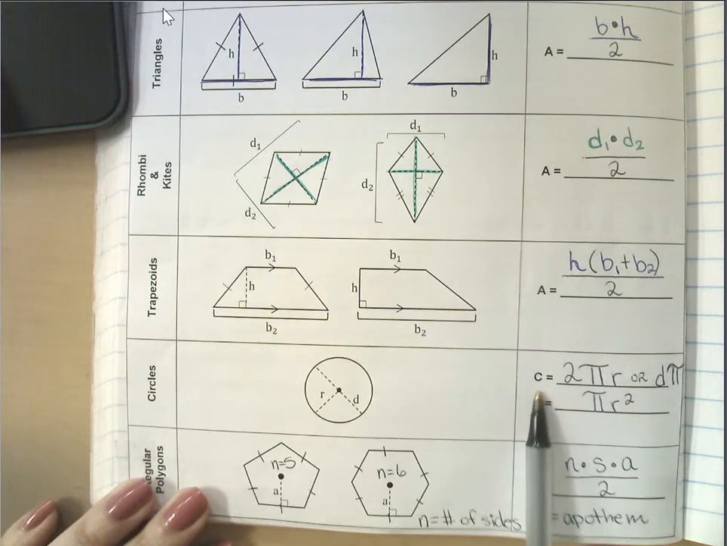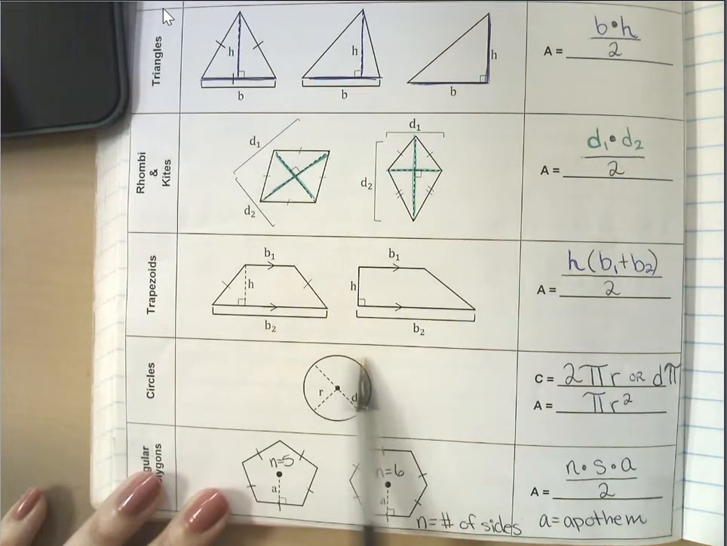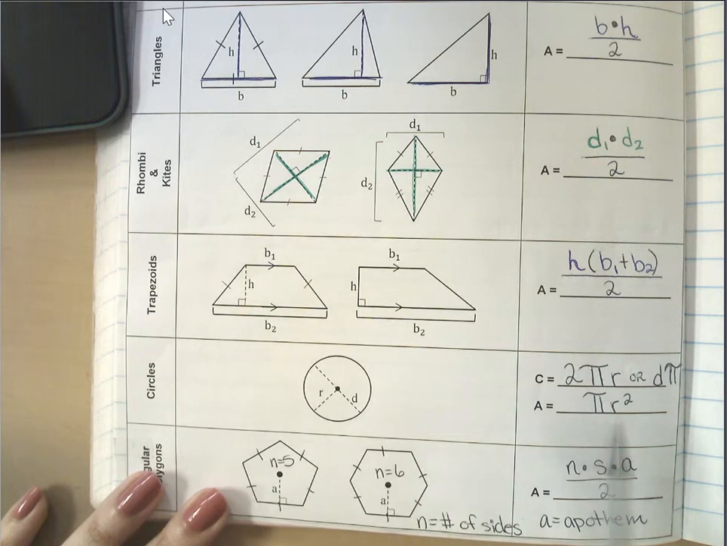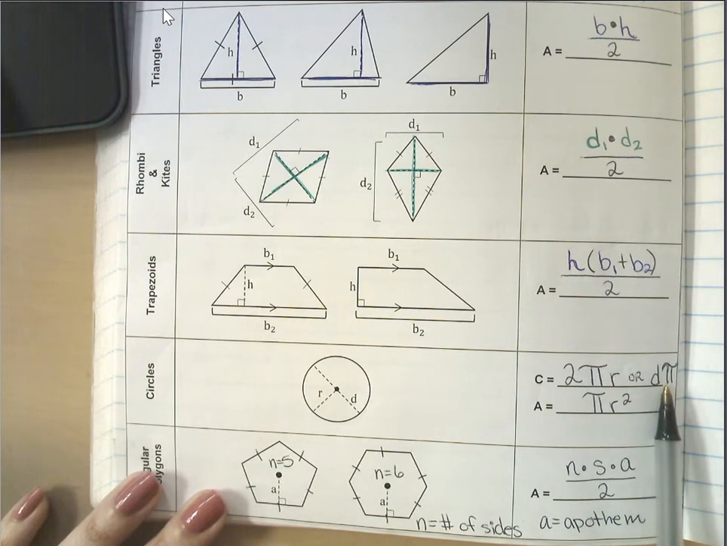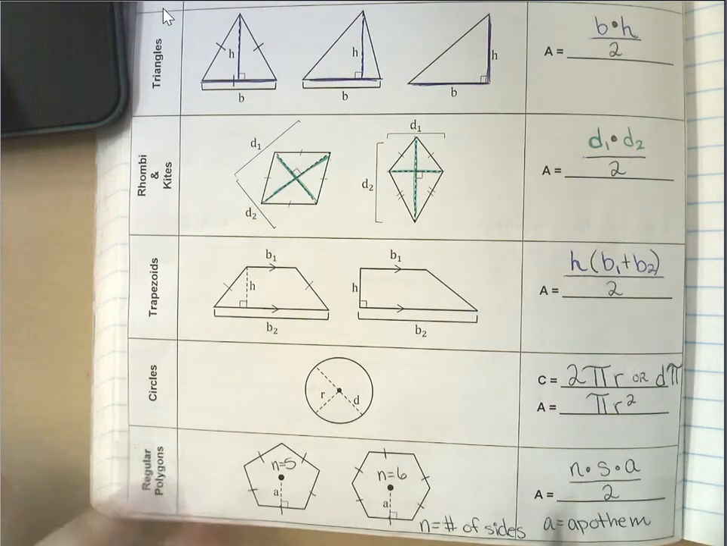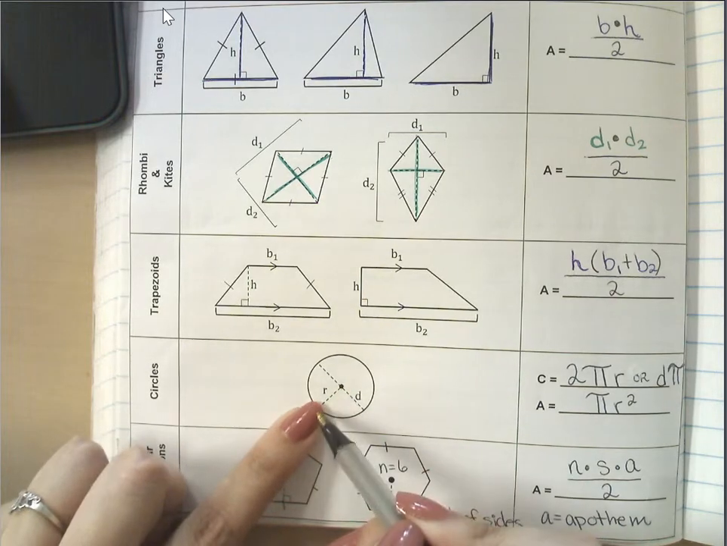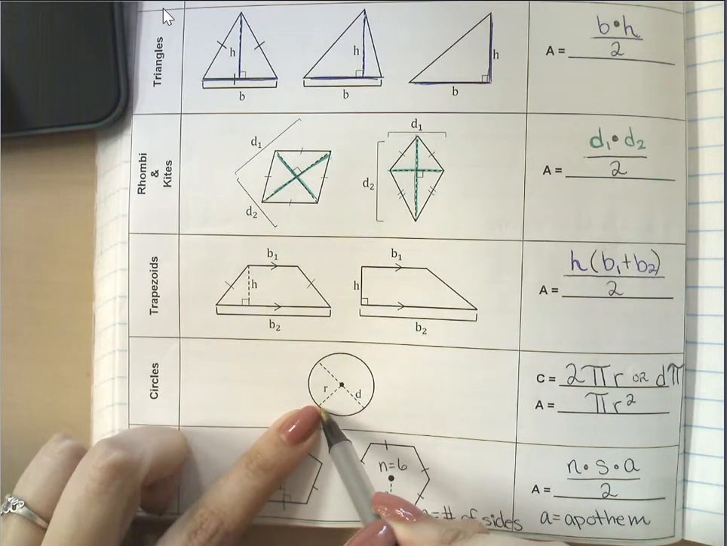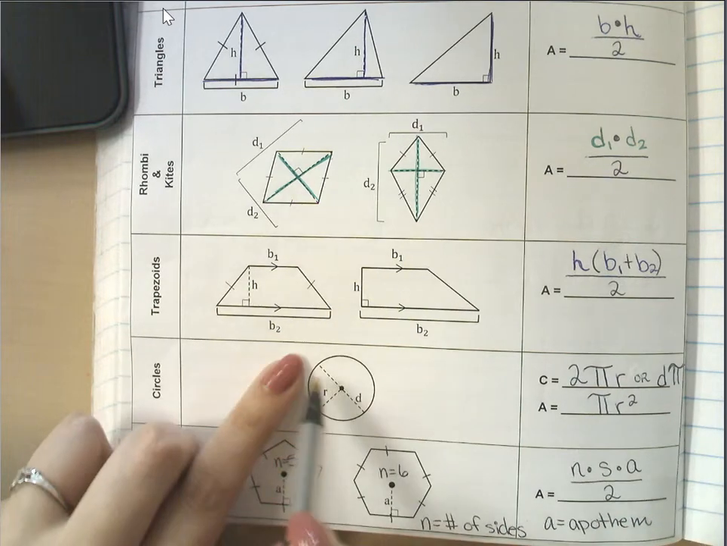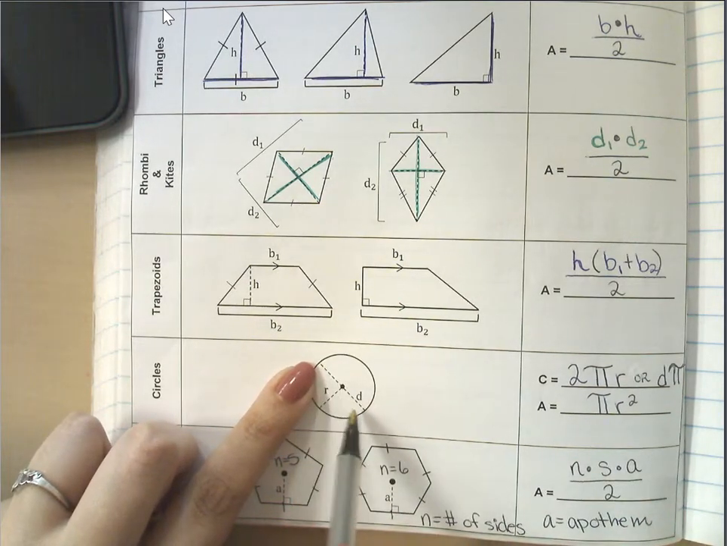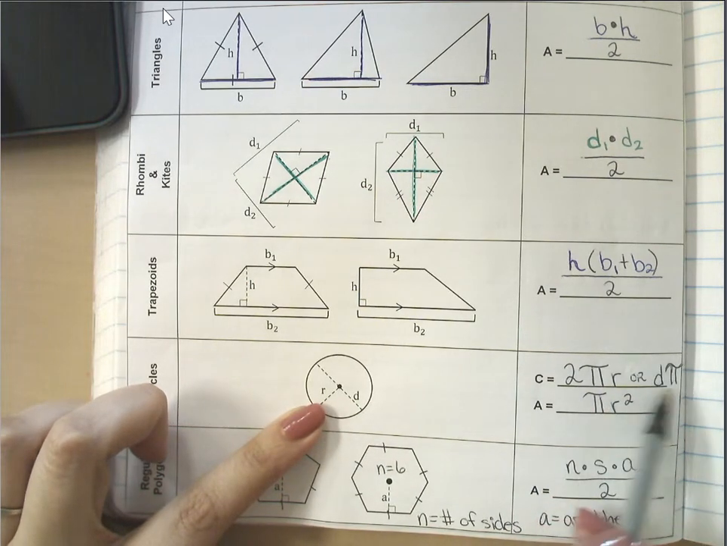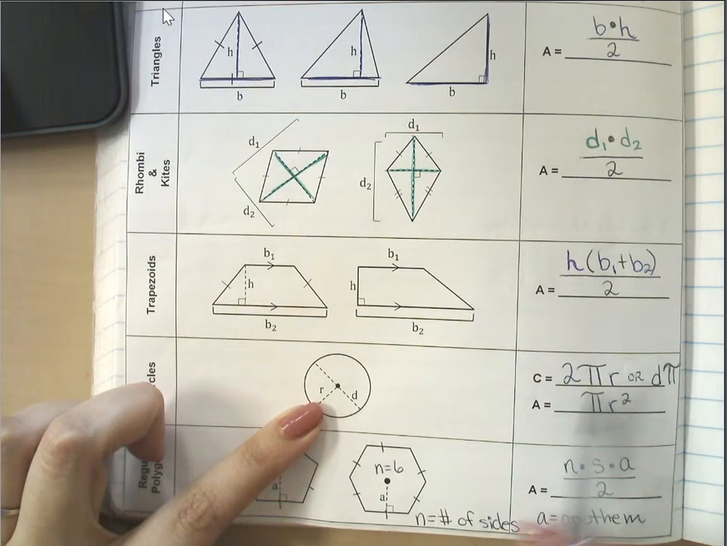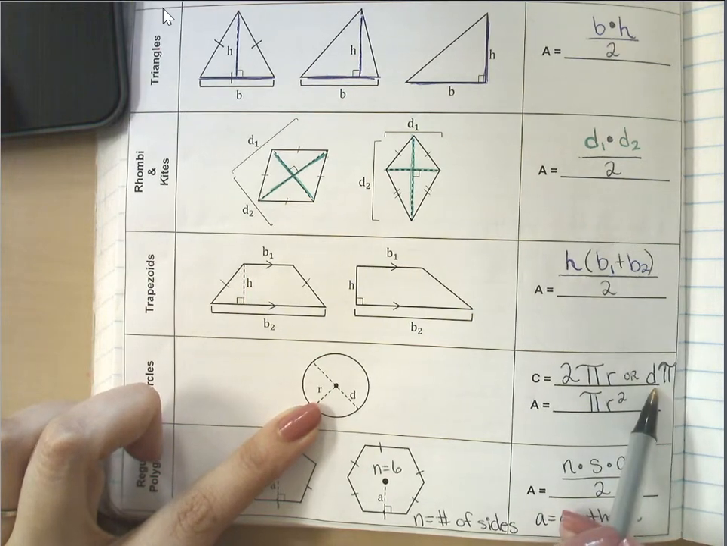two formulas. I have one for circumference, which is the distance around your circle. There's two of them. You can either use 2 pi r, or you can use diameter times pi. Same thing, because the radius is from the center to one side of your circle, and then the diameter is from one side of the circle straight to the opposite side of the circle. So it's the same thing. That's why the diameter is twice the radius. So either way that you want to write it, it's the same thing.